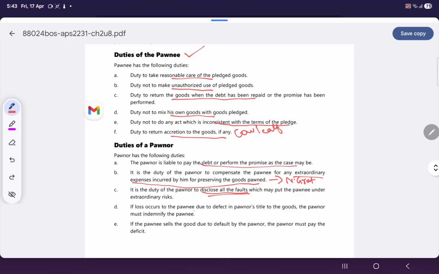If loss occurs to the pawnee due to defect in the pawner's title to goods, the pawner must indemnify the pawnee. Like a bailor indemnifies the bailee, the pawner should indemnify the pawnee for defective title of goods, if any. If the pawnee sells the goods due to default by the pawner, the pawner must pay the deficit.